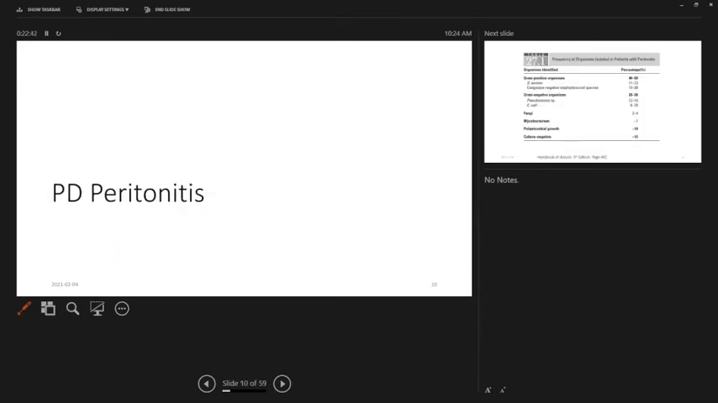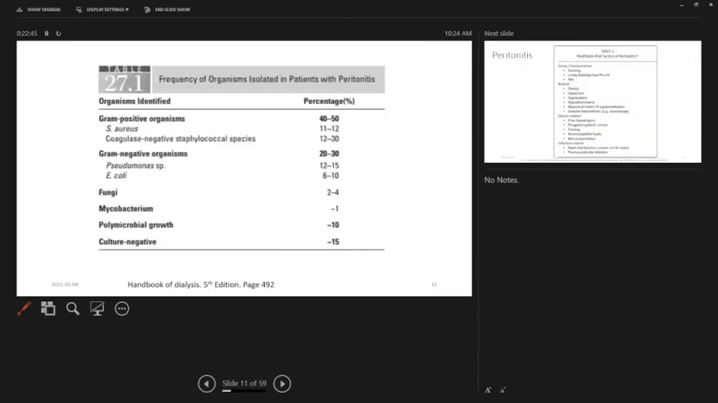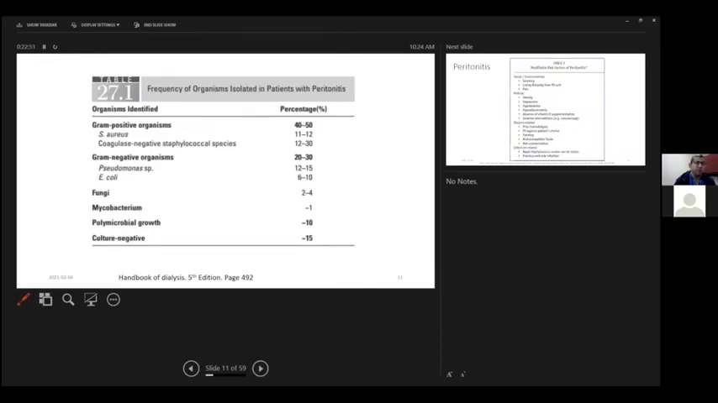Okay, so let's talk about PD peritonitis. Which organisms are common? The most common organism is Staph aureus, gram positive, okay? The reason is pretty simple: it's from the skin. The gram positives are Staphylococcus aureus and then coagulase-negative Staphylococcus species, which is a contaminant, but in the right context it is an infection which needs to be treated. The second group is gram negative, and one of the nastiest organisms is Pseudomonas. E. coli is there as well. E. coli and Pseudomonas both come from the gut, but Pseudomonas is something which takes away the catheter, so you have to be very careful about how you treat Pseudomonas.